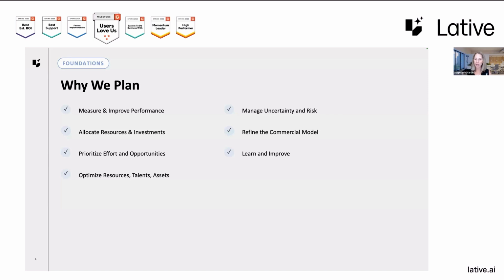Optimizing resources, talents, assets, figuring out, throughout the planning process, where do you have gaps? Where are there weaknesses? Where are there strengths? And how can we combine those things, solve for the issues that are not going well, and replicate some of the things that are going well.